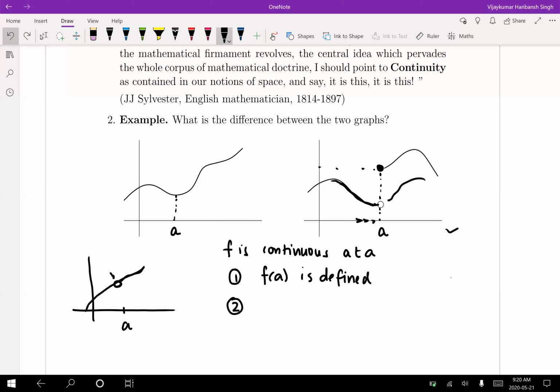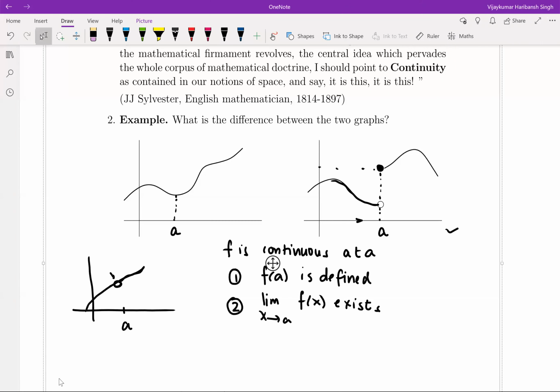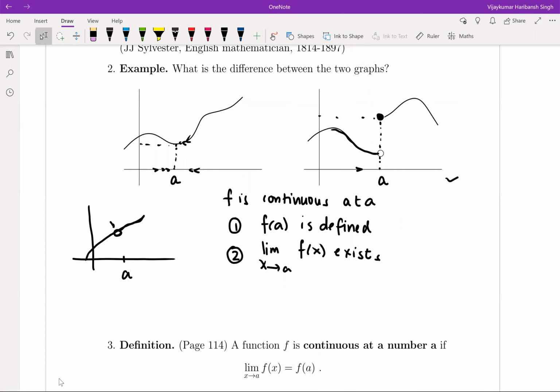So what should have happened is the limit as x goes to A, f of x should exist for the function to be continuous. Here, if you come from this side, you still get to the same value. If you go from this side, you still get to the same value, right? So the limit as x goes to A, f of x should exist.